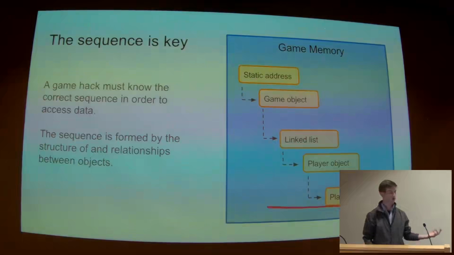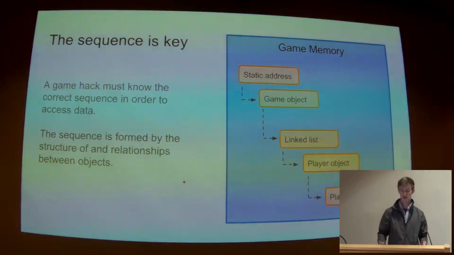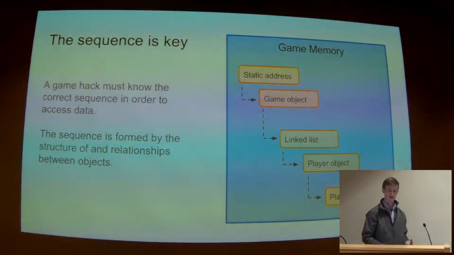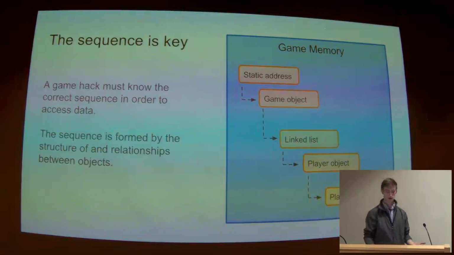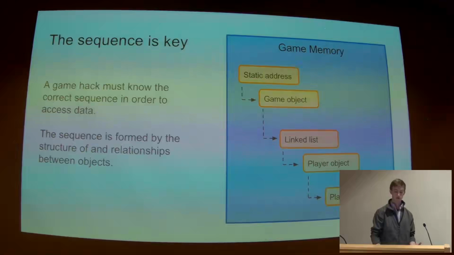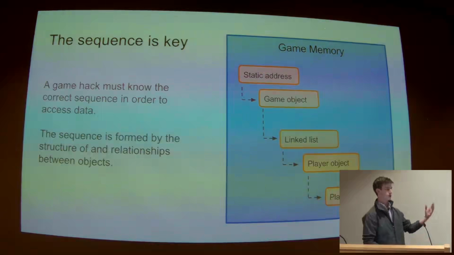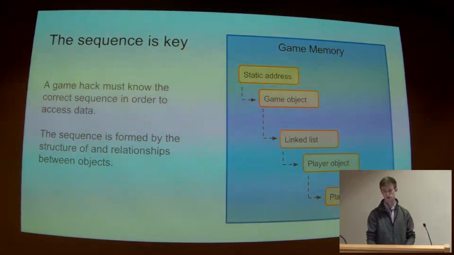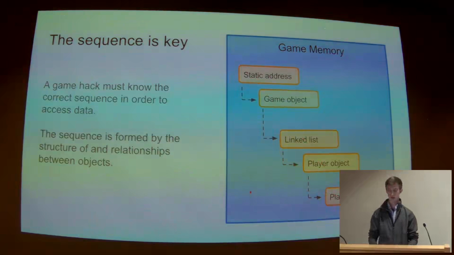I put some text on this slide because it's a key concept for the rest of the talk. The pattern of offsets and dereferences is crucial to making this work. The interesting thing is that the specifics of that pattern are formed by the structure of, and relationships between, the game objects. These are objects that have been programmed by the game developers. It's our job as reverse engineers to figure out the specifics of how those objects have been implemented, so we can traverse them ourselves and get the data that we're interested in.